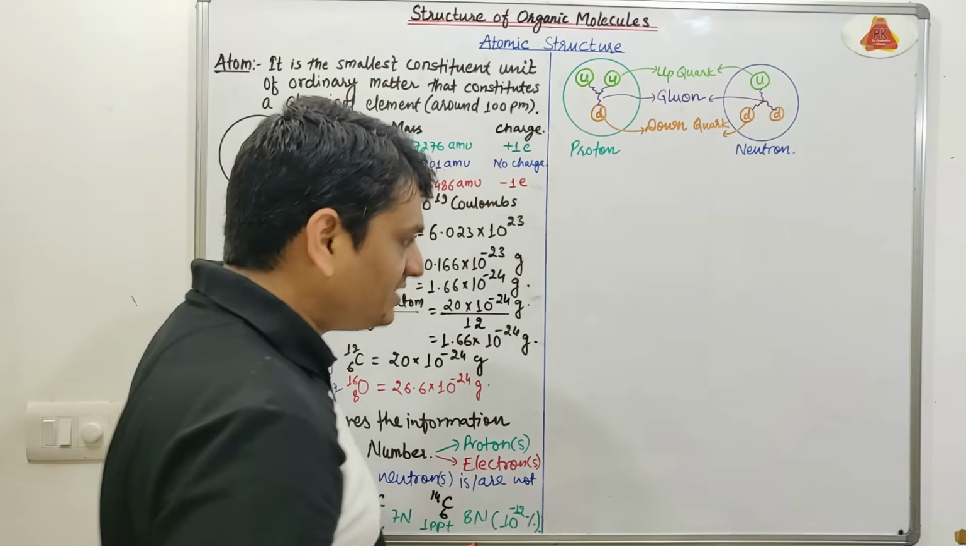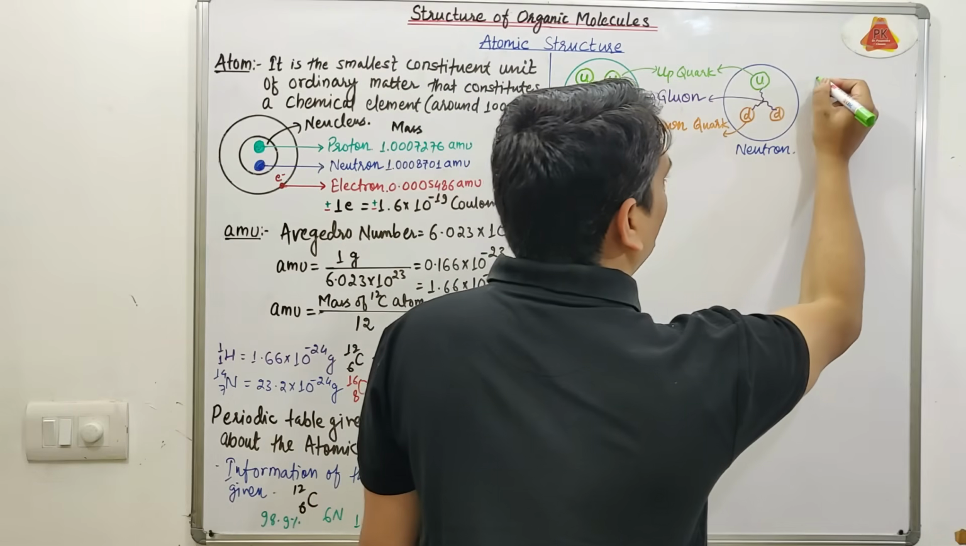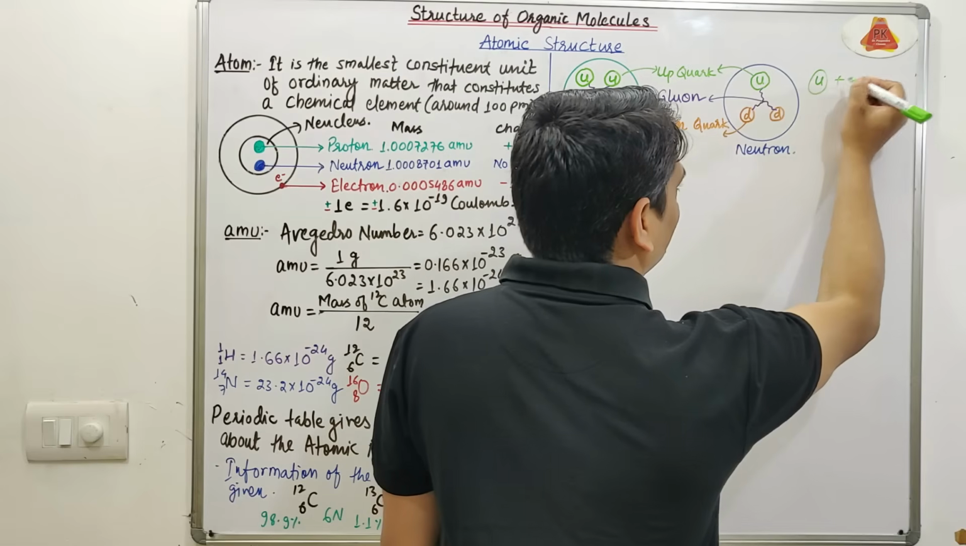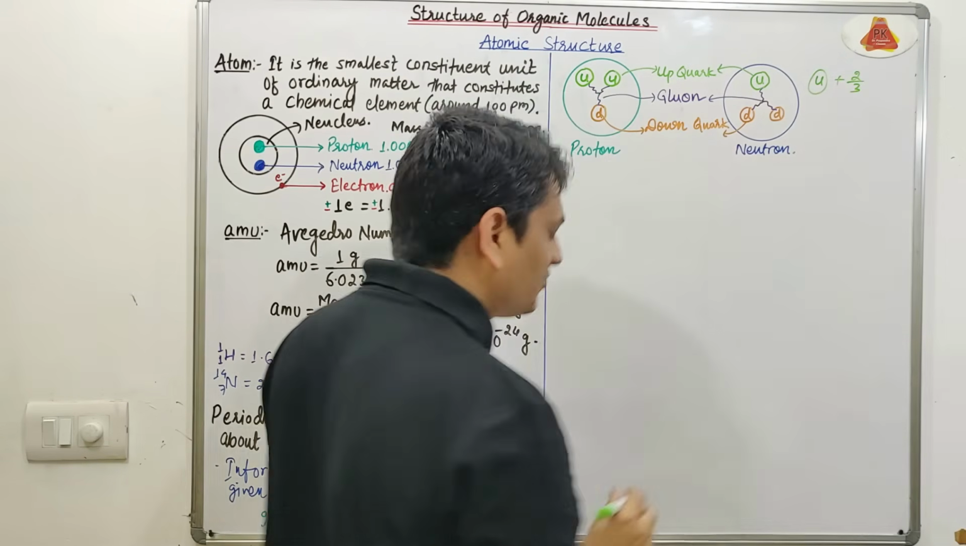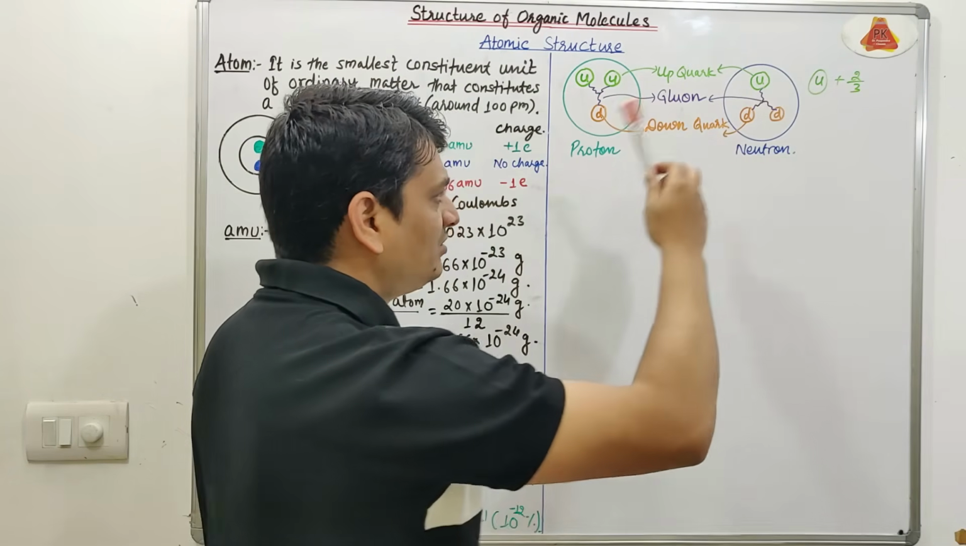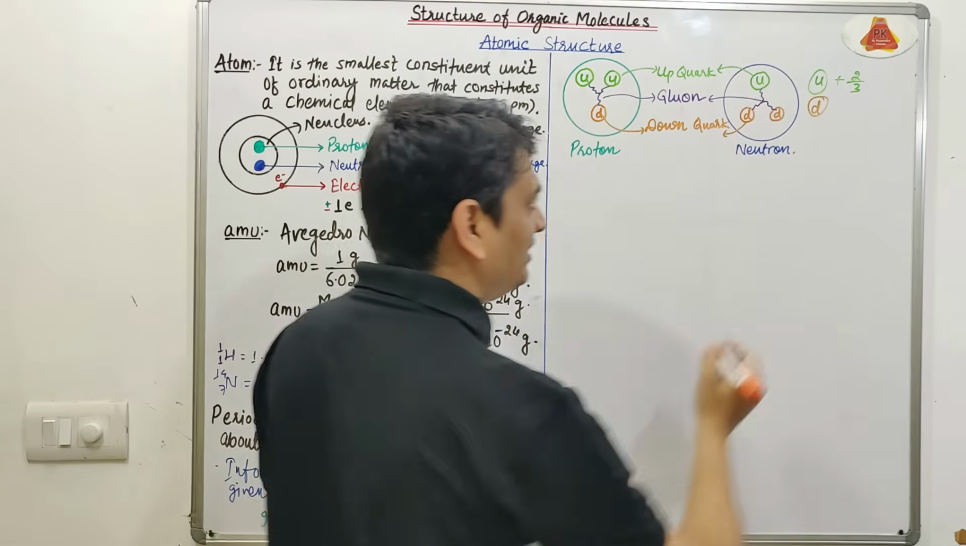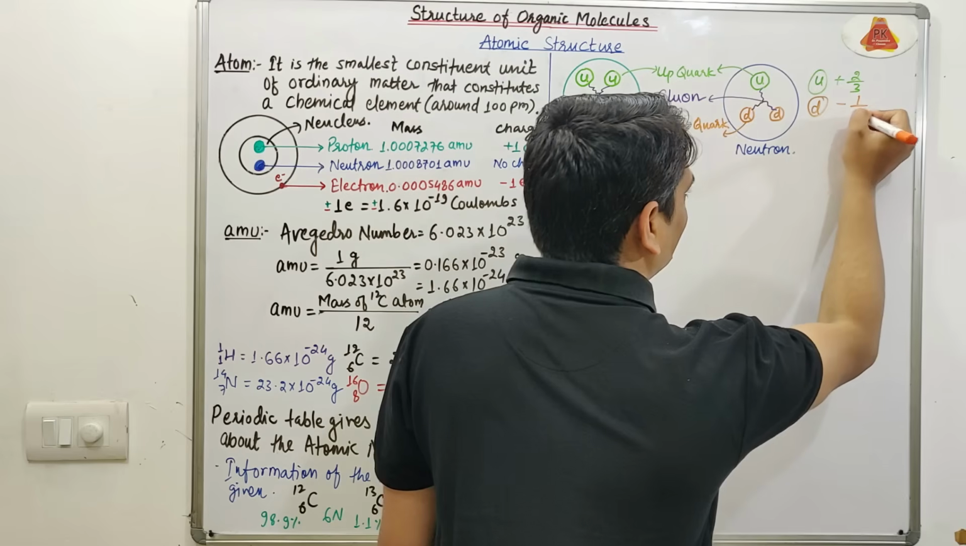Now coming to the charge. If we are talking about the up quark, that is denoted by small u, the charge will be plus 2 by 3 for the up quark. If we are talking about the down quark, the charge for the down quark, which is denoted by small d, will be minus 1 by 3.